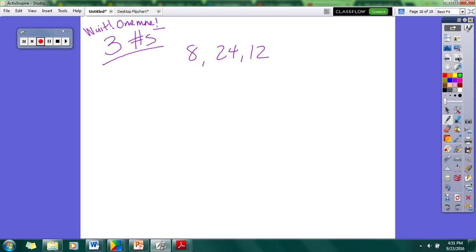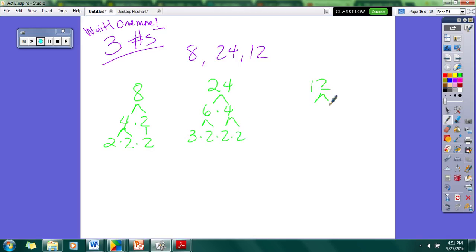Okay, now what happens if I have 3 numbers? Let me break down 8, 24, and 12 and see if we can find the greatest common factor. I know 8 is 4 and 2. 24, I'm going to do 6 and 4, then 3 times 2 times 2 times 2. And 12 is going to be 6 times 2, then 3 times 2 times 2.